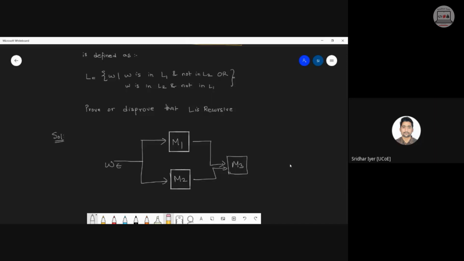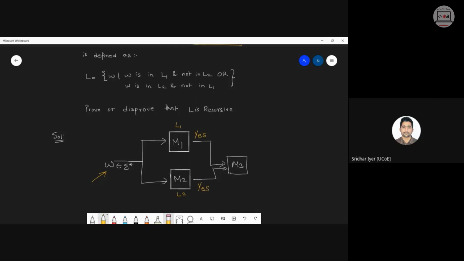Now this W belongs to your alphabet closure, any combination of the alphabets. The output of machine M1 is written on the tape of M3. In a similar fashion, the output of machine M2 is written on the tape of machine M3. Let the Turing machine M1 decide L1 and let the Turing machine M2 decide L2. I'm writing it over here. This is for L1 and this is for L2. Now if this word W belongs to L1, then machine M1 will give output yes. Similarly, if W belongs to L2, M2 will also give an output yes.